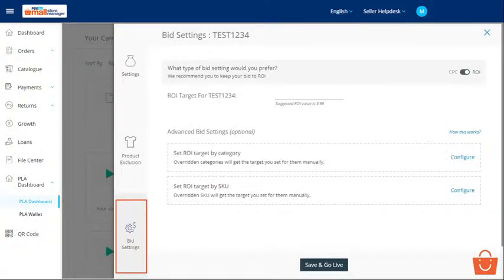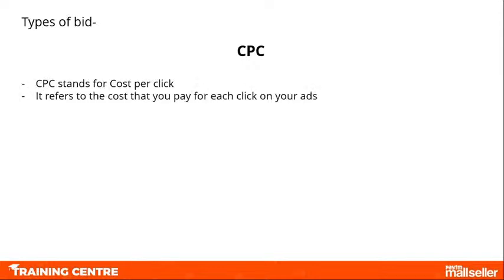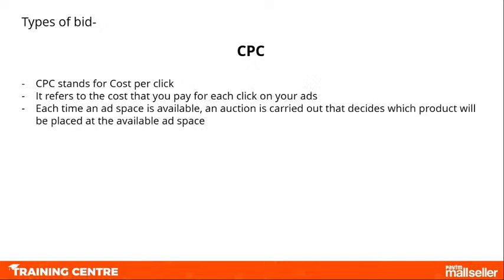Here you need to select the type of bid for your default campaign. There are two types of bids. First is CPC. CPC stands for cost per click. It refers to the cost that you pay for each click on your ads. Each time an ad space is available, an auction is carried out that decides which product will be placed at the available ad space.